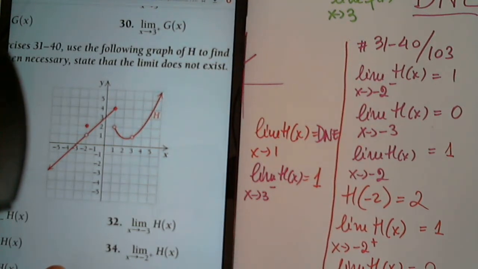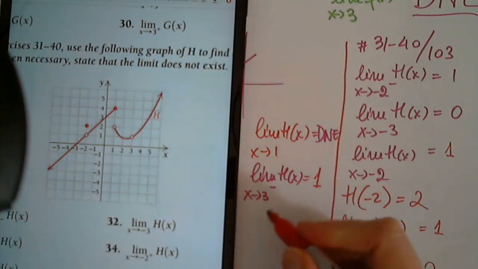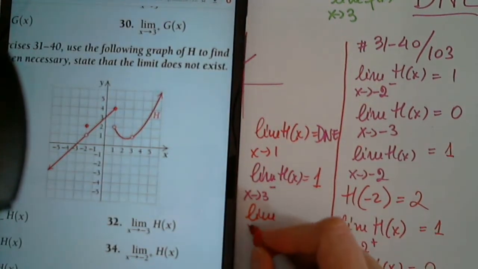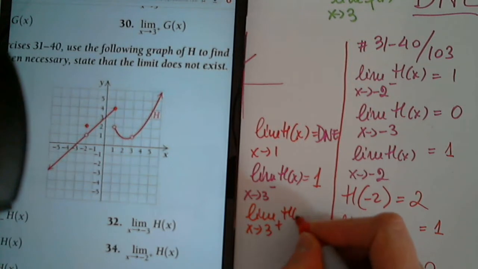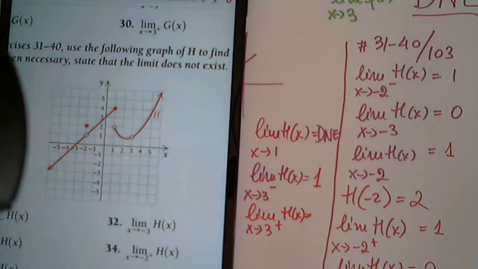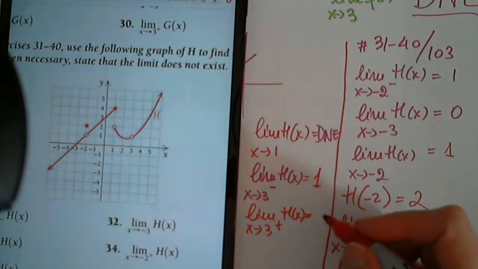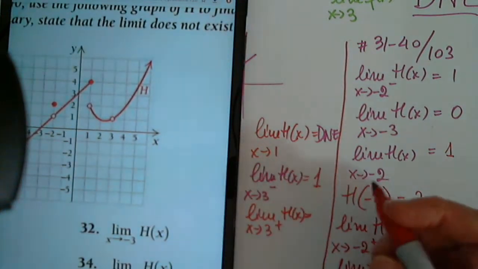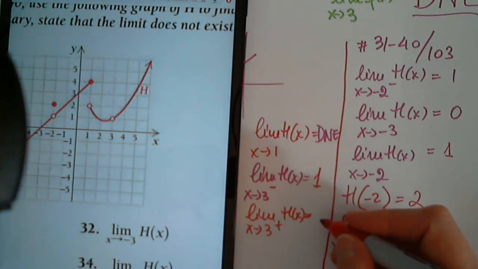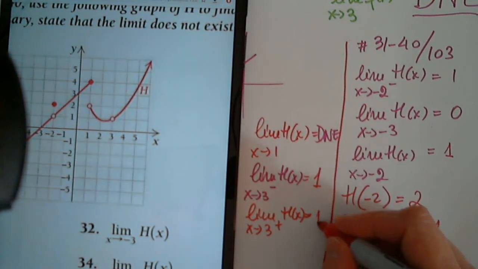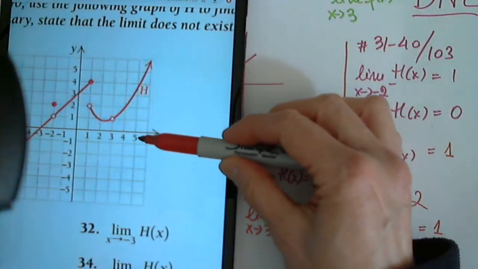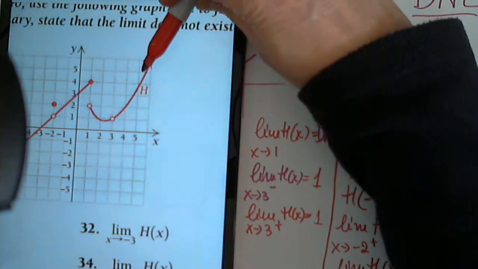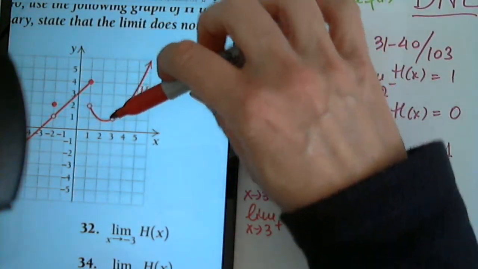3 from the right, from the left. Now we want 3 from the left, from the right, sorry. Limit as x approaches 3 from the right of h of x. What is it? 3 from the right. 1. Very good. As x approaches 3 from the right, the function values get closer and closer to the height of 1.